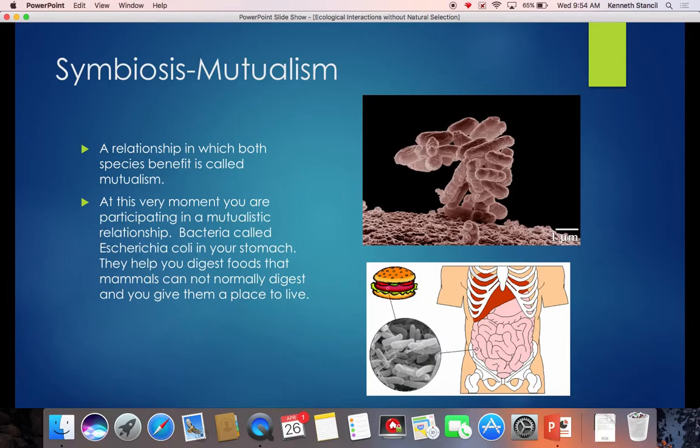Kind of like when you go live with someone for room and board. If you're a nanny, part of your pay if you live in their home is your room and board. You work, take care of their kids, they give you a little bit of money, they give you a room to sleep in, they provide your food and everything, and in turn you watch their kids. That is a symbiosis mutualism relationship.